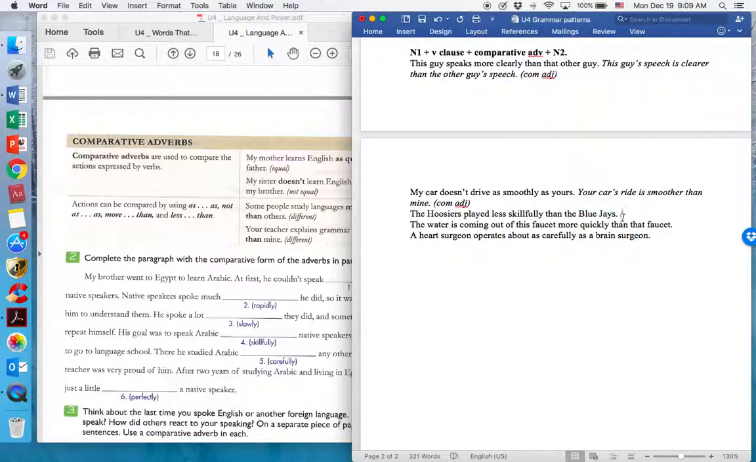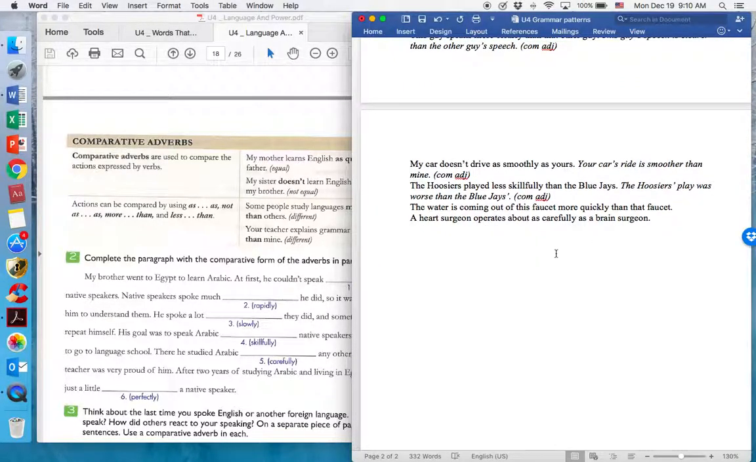So the Hoosiers' play was worse than the Blue Jays'. Play, comparative adjective, right? They played less skillfully, they were not as skilled, the Hoosiers' play was lower than the Blue Jays'. Next, the water is coming out of this faucet more quickly than that faucet.